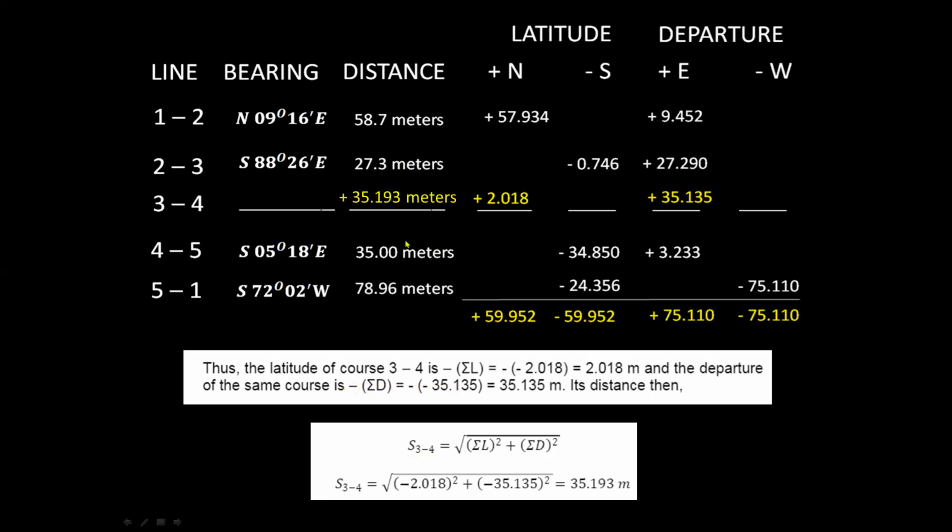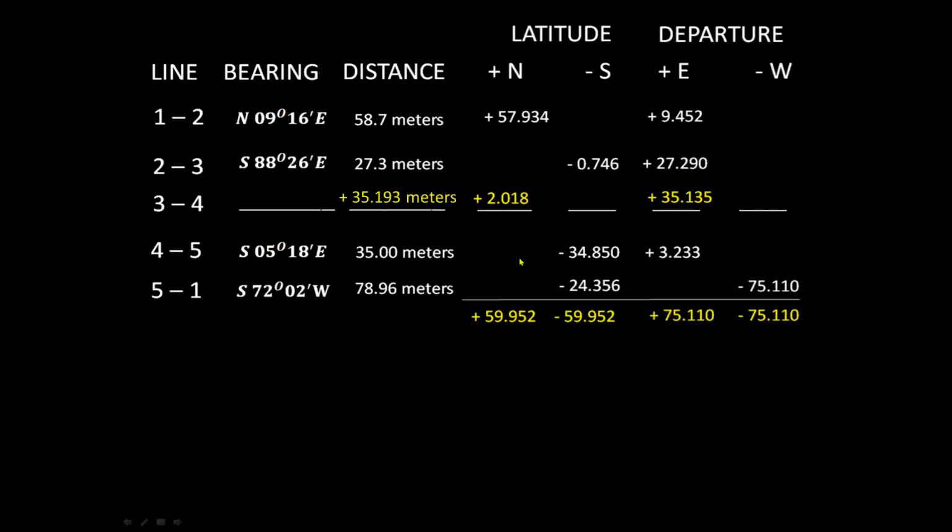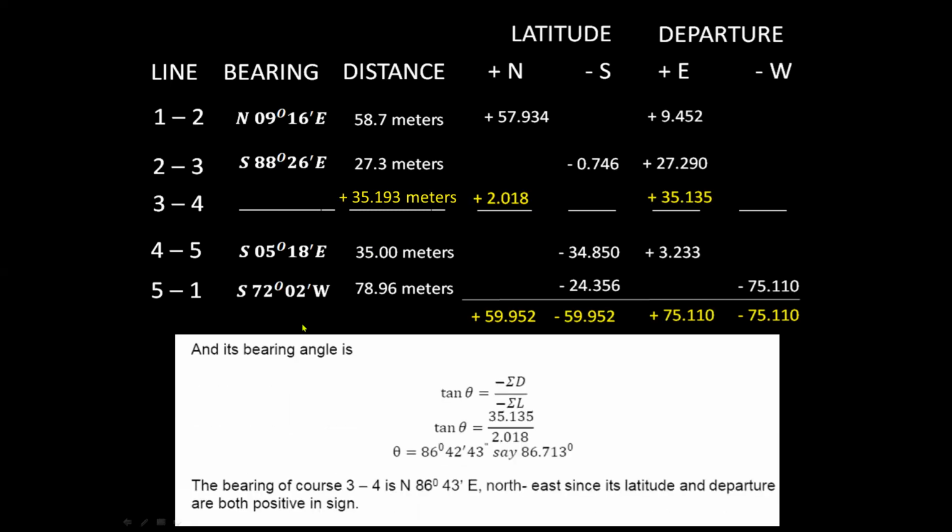Now, after obtaining the distance, since given naman yung summation latitude and departure natin, di na mahirap hanapin ang ating bearing. So, simpleng tangent theta lang yan. Now, for us to calculate for the bearing of our case 1, given example, so negative summation of departure divided by negative summation of latitude is equal to the tangent theta. Then, finally, ang na-obtain nating result is 86 degrees, 42 minutes, 43 seconds. Say 86.713 degrees.